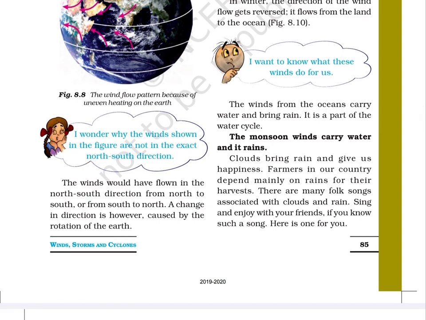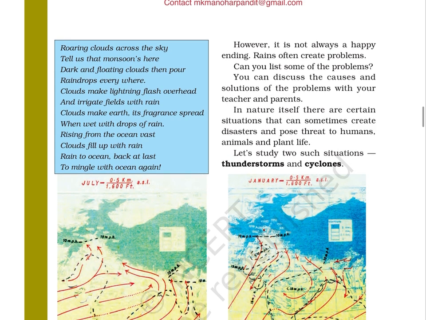Roaring clouds across the sky tell us that monsoon is here. Dark and floating clouds then pour raindrops everywhere. Clouds make lightning flash overhead and irrigate fields with rain. Clouds make earth, its fragrance spread when wet with drops of rain. Rising from the ocean vast, clouds fill up with rain. Rain to ocean back at last to mingle with ocean again.